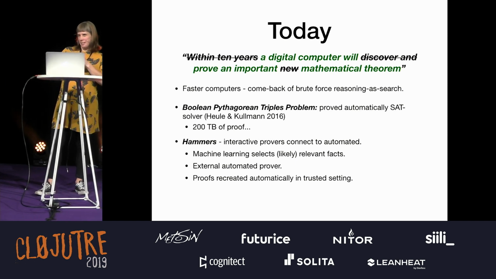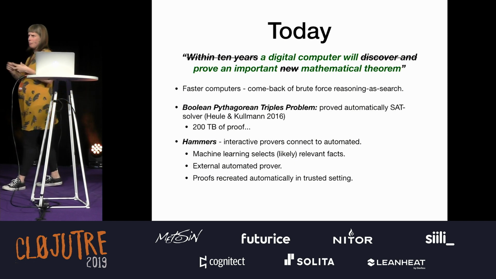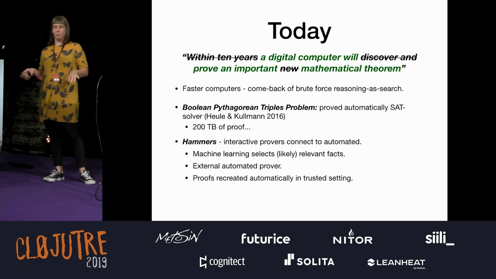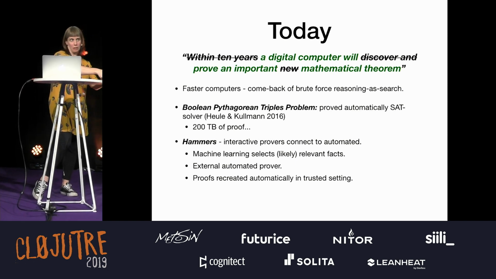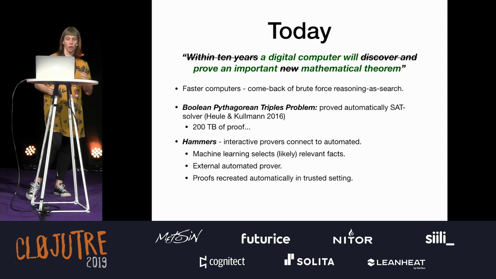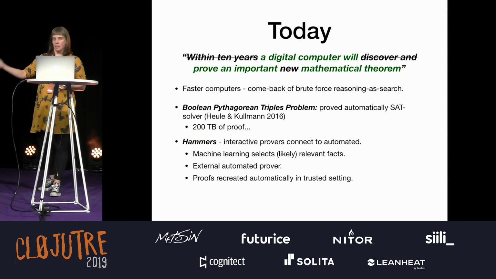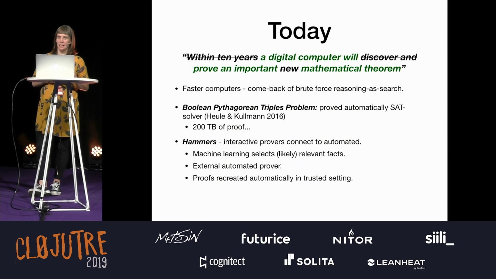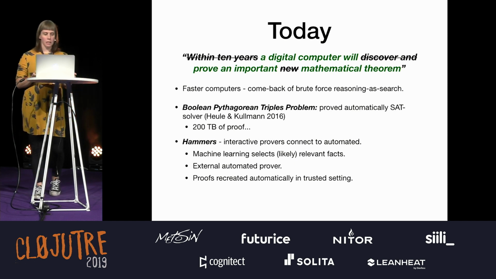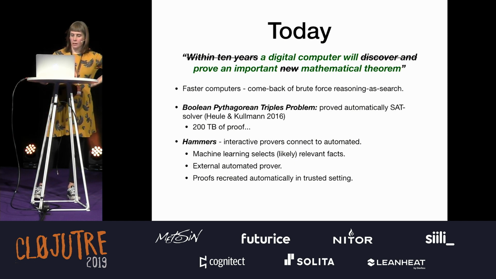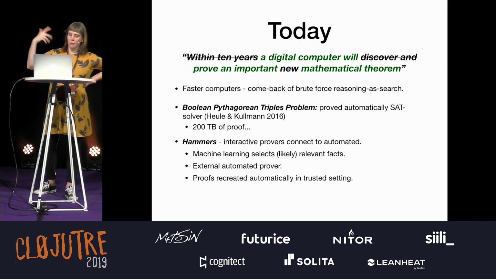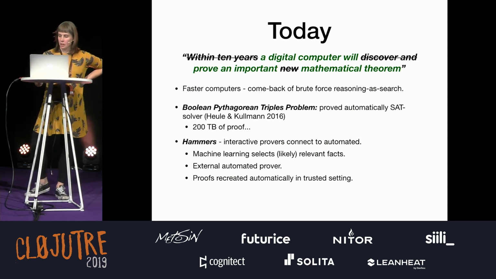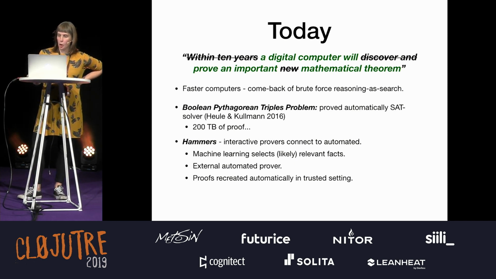So this bit of machine learning is trying to figure out, well, have I seen something similar? What are the similar facts? Pretty basic machine learning, but nevertheless. And select some relevant facts, give them to one of these automated systems that does reasoning as search. And then it comes back and says yes, and then the interactive prover has to try and recreate the proof because it doesn't trust this external system. But this works pretty well, and this was actually used quite extensively in the Flyspeck project. So we're getting more automation, slowly but surely.